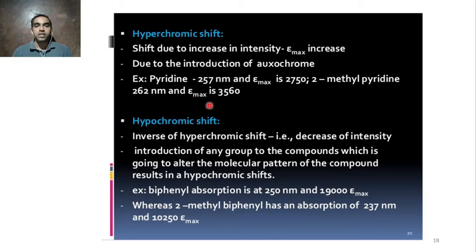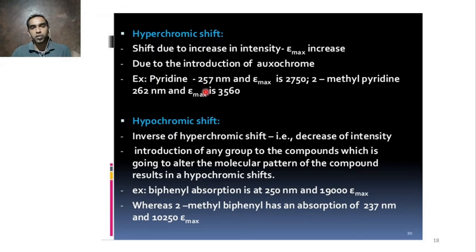So hyperchromic shift is due to an increase in intensity, that is epsilon max, due to the introduction of an auxochrome. For example, pyridine has 257 nanometer, and epsilon max is 2750. And if you introduce a methyl at the second position, 2-methylpyridine, what happens? See, 257 nanometer you saw for pyridine, and this will come at 262 nanometer, something closer, but epsilon max you see it has increased. That means hyperchromic shift.